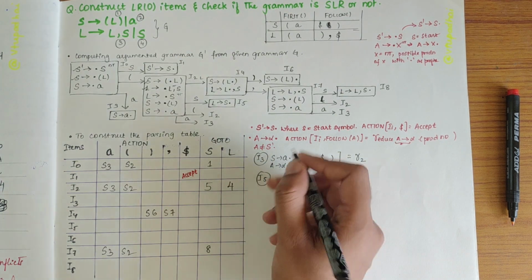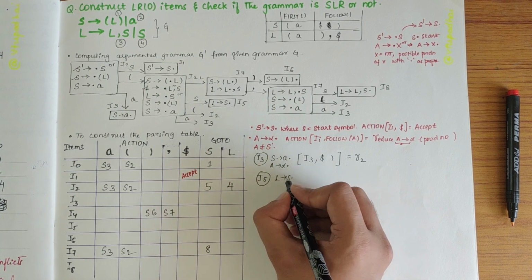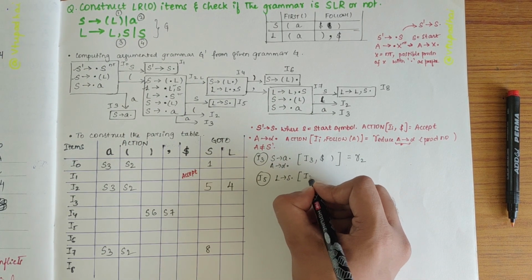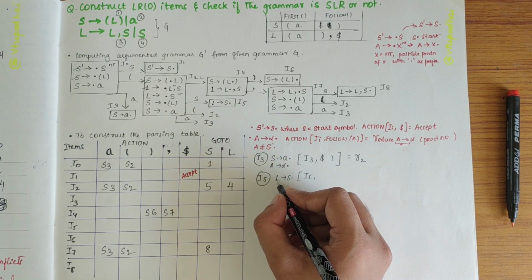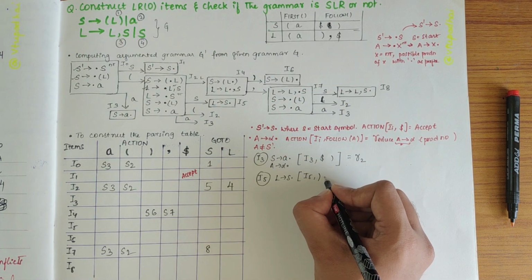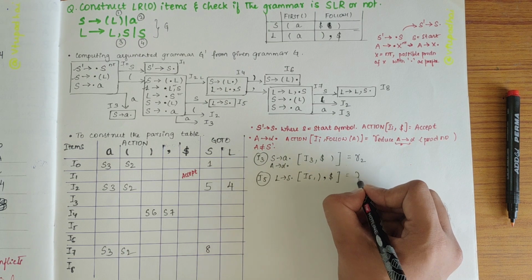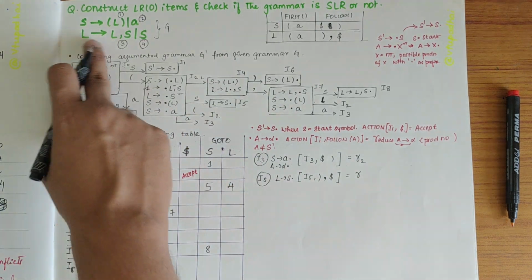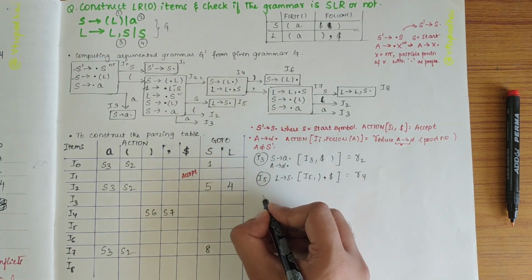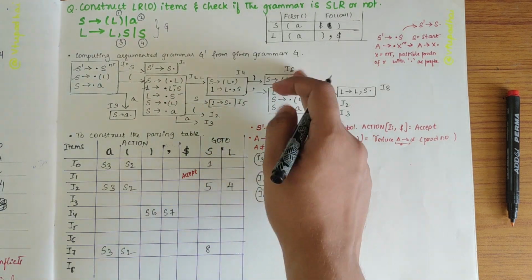Coming to I4, no. In I5 I have L derives S dot. Comparing this with A derives alpha dot, I get I5 comma follow of L. Follow of L I have open bracket, comma and dollar. So here it would be R4. L derives S is R4, the fourth production.